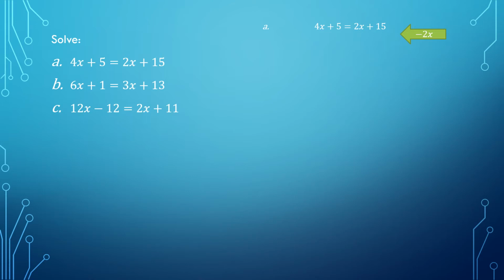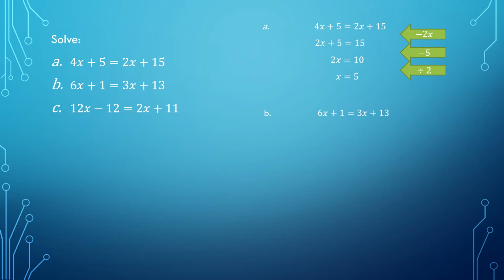On the left, I've got 4x, take away 2x is going to leave me with 2x plus 5, and on the other side, that's just going to leave me with 15. Now we've got to deal with the number bits, so I've got plus 5 on the left, 15 on the right. I'm going to subtract 5 from both sides, and that's going to leave me with 2x equals 10. I didn't want two lots of the variable, I just wanted one lot, so I need to divide both sides by 2. That's going to leave me with x equals 5.